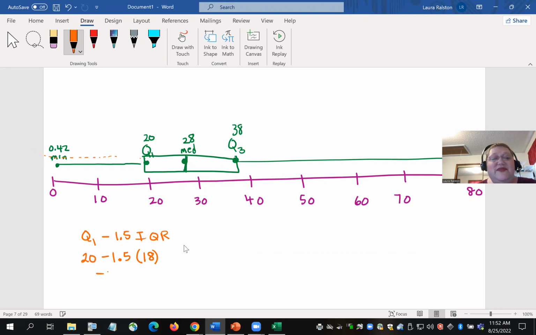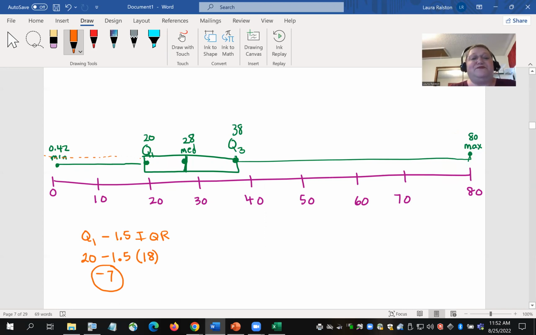Well, think about it. I don't have anybody that's younger than 0, so I don't have any outliers on that low end, because it doesn't make sense to have somebody that's a negative age. The lowest they could be is 0. And that might mean they were in utero.